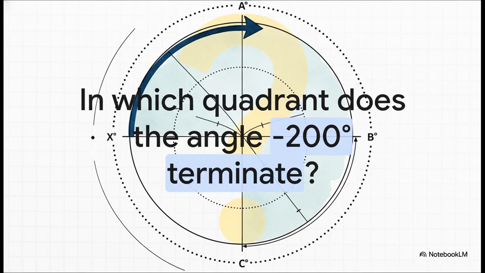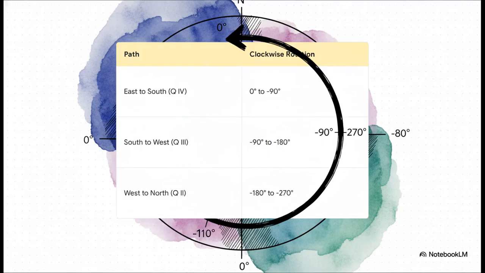All right, let's kick it up a notch. What about -200 degrees? This time the number is bigger than 90, so right away we know we're going to be crossing some quadrant boundaries on this journey. To keep track, let's just map out the path as we go clockwise. We start at 0. The first 90-degree turn down gets us to -90, pointing straight south. Another 90 degrees of rotation gets us to -180, pointing west. And if we kept going, another 90 would take us to -270, pointing straight up.